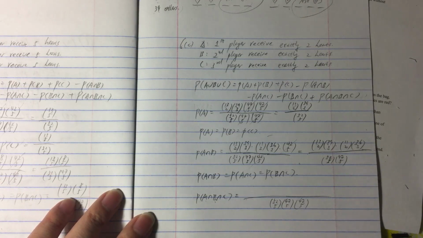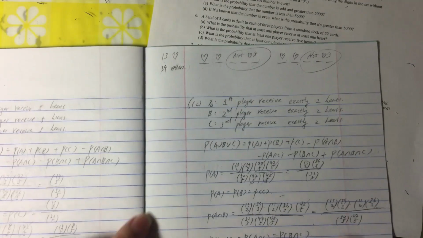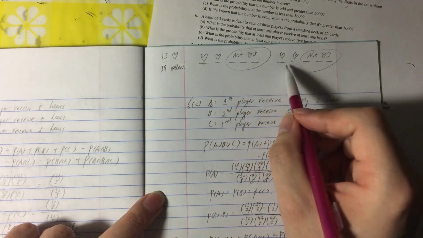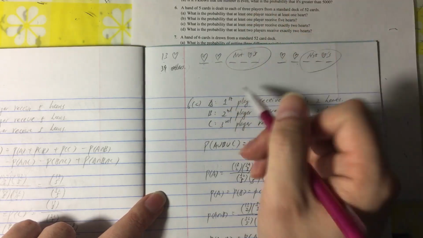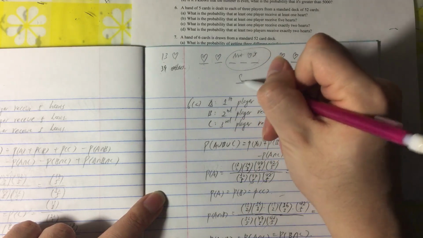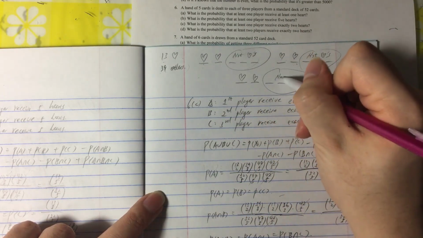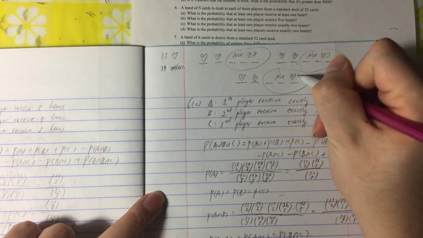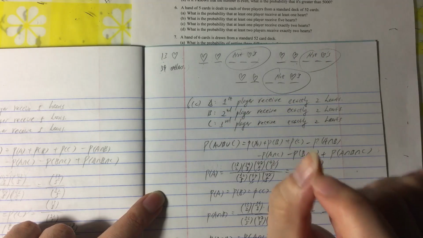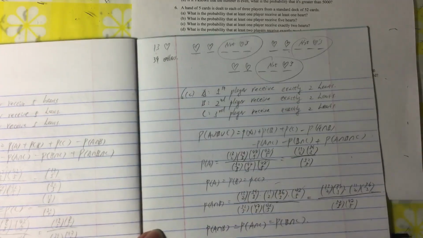For the numerator, the number of favorable outcomes, we want 3 players, each receiving 2 hearts. So the first player receives 2 hearts, the second player receives 2 hearts, and the third player also receives 2 hearts. And the other 3 cards cannot be hearts. So we are looking for the probability that each player receives exactly 2 hearts.